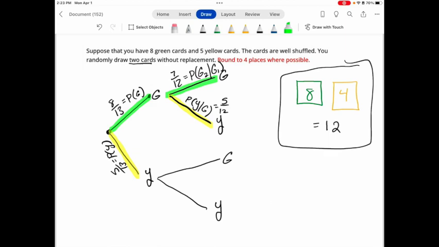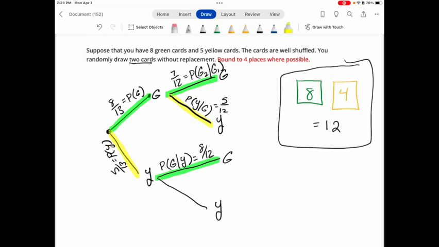If I go down the track where I pick a yellow card first and then I pick a green, that's going to be the probability of picking a green after I've already picked a yellow. That's our conditional probability. So when I look at what we have left after I've already picked out a yellow, that's going to be 8 out of 12. Now, if I come down this track where I pick a yellow and then a second yellow, that's going to be the probability of picking a yellow the second time, given that I already picked a yellow the first time.